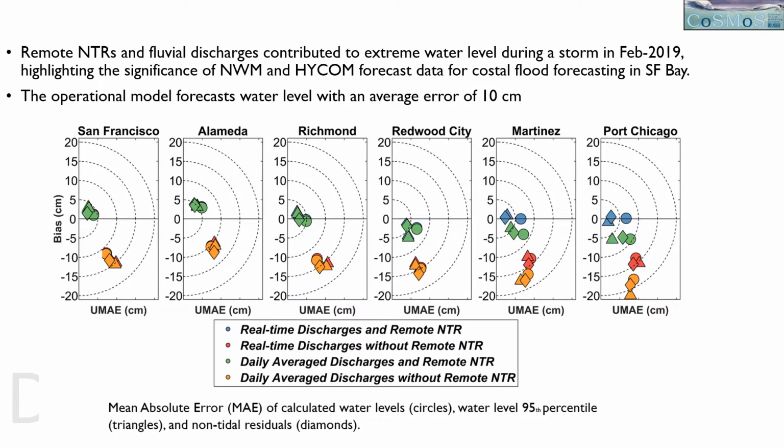We have performed several case studies using this model. One of those case studies was focused on identifying the role of discharges and remote non-tidal residuals on capturing and forecasting water levels within the San Francisco Bay Area. It was shown for the storm of February 2019 that remote non-tidal residuals, which are imported from HICOM, and discharges, which are imported from the National Water Model, can contribute to about 10 to 25 centimeters of extreme water levels. So that showed that these models are a very significant part of a forecast system, and we need to have them as part of our coastal forecast system.